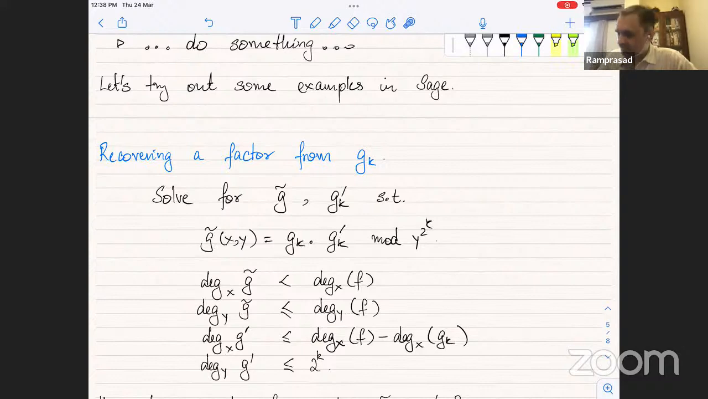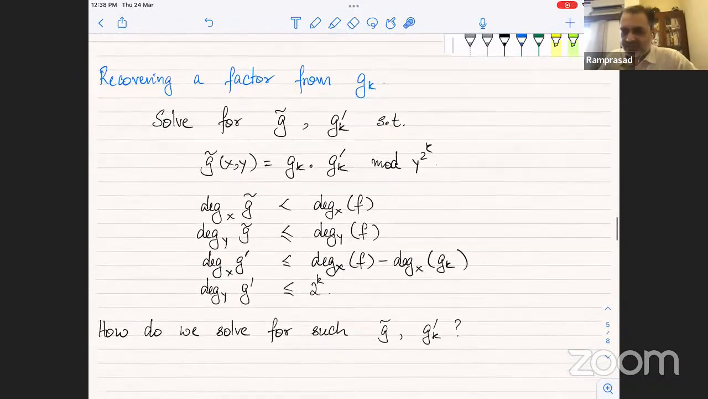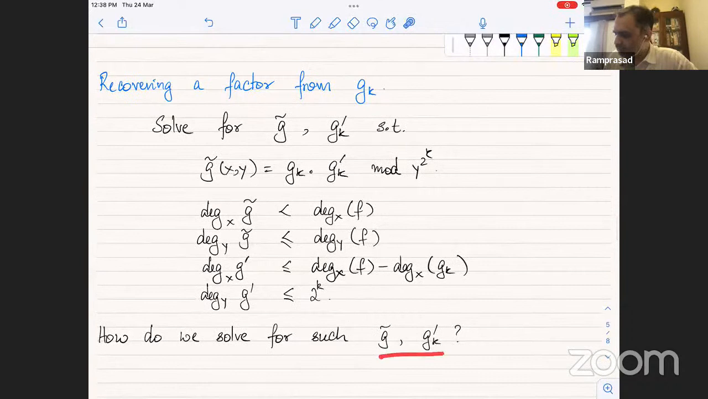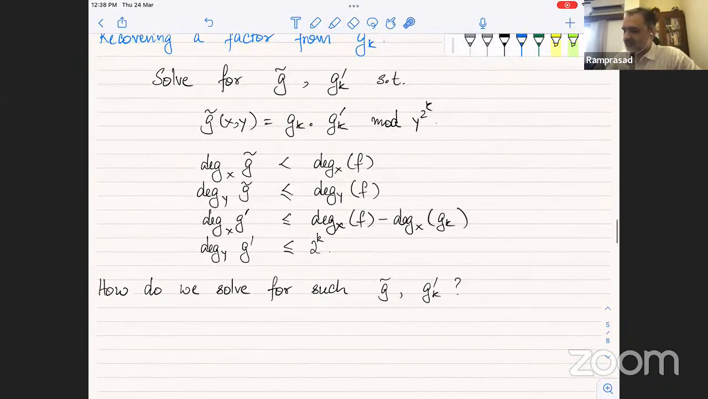So there are two things. Firstly, we need to figure out how do you solve for such a g tilde and GK prime. That's one thing. Secondly, even after you manage to solve them, the goal was to eventually pull out a factor of f. So how are you going to pull out a factor of f? So I need to tell you those two parts. So can someone tell me how one can go about solving this system, figuring out whether such a g tilde and GK prime exist?